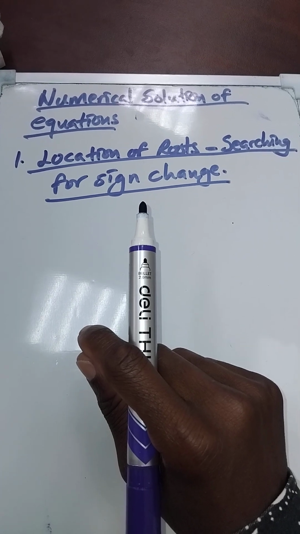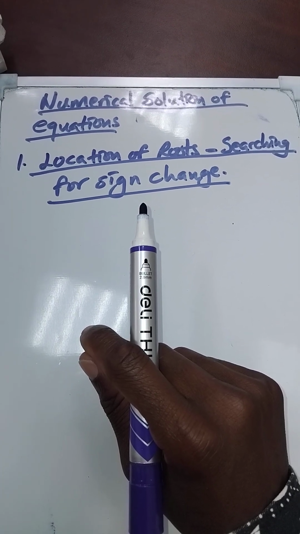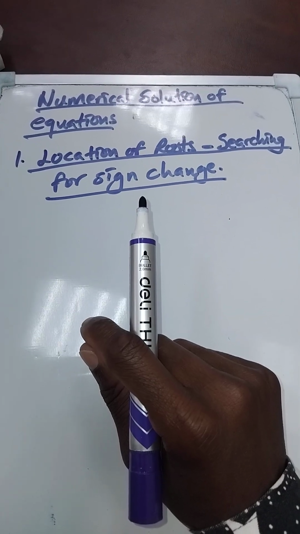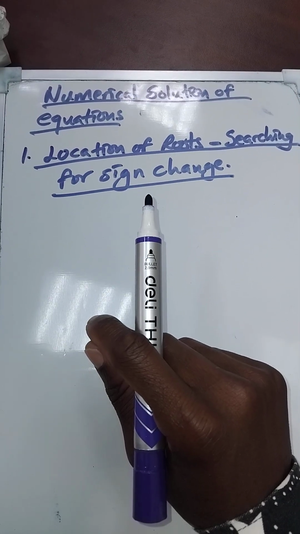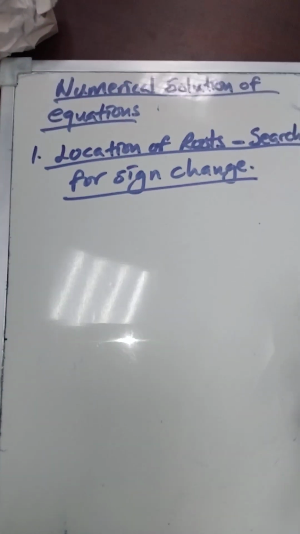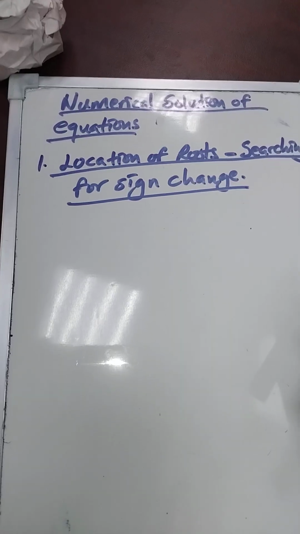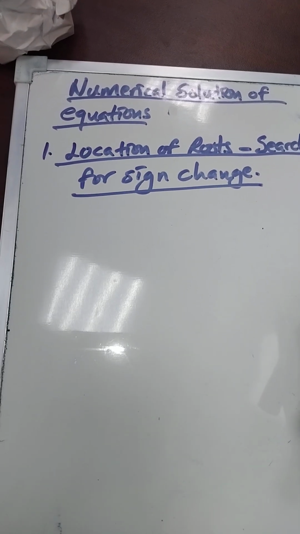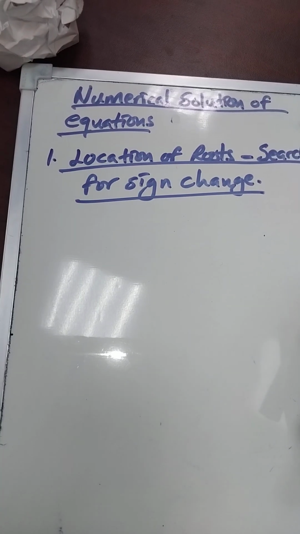Number one, we are doing location of roots, searching for sign change. The sign change method is a technique used to identify the number of real roots of a polynomial equation and their approximate locations.